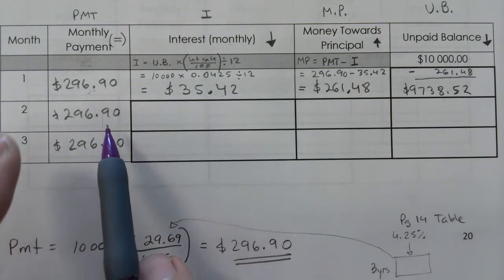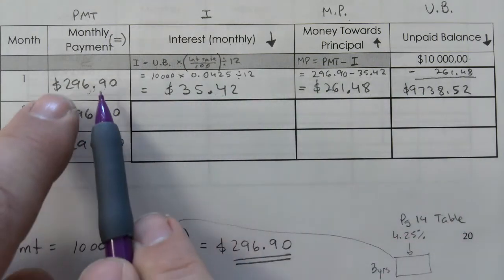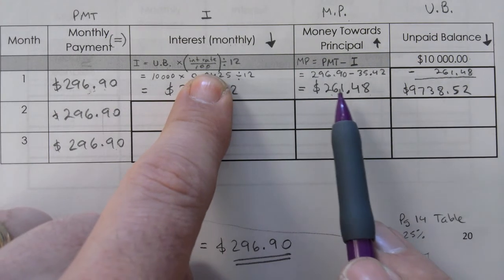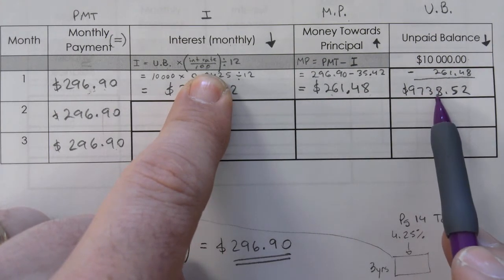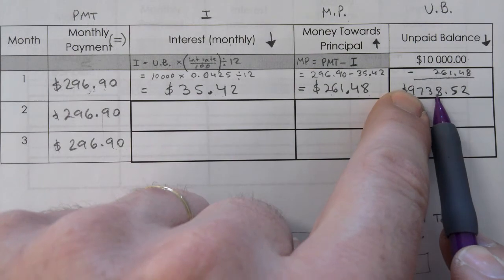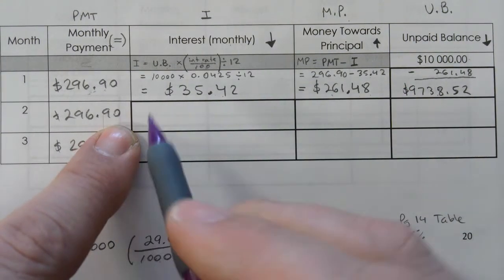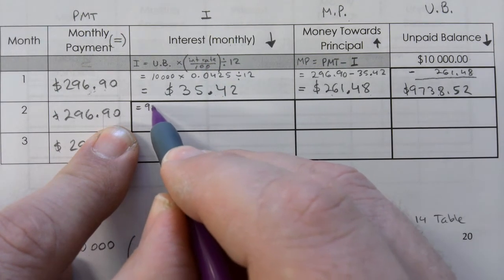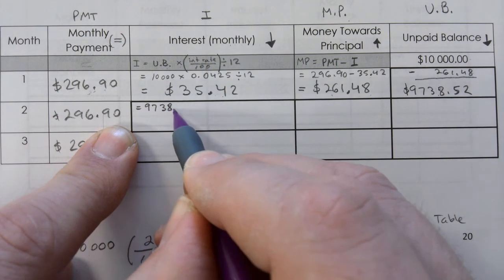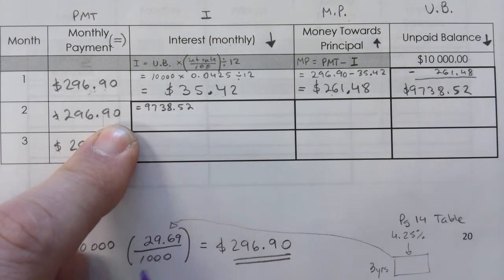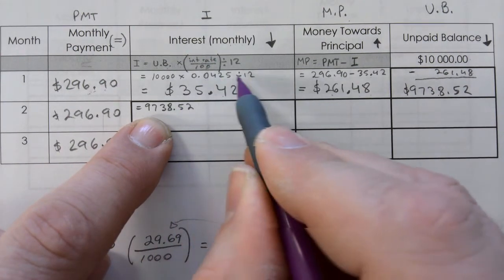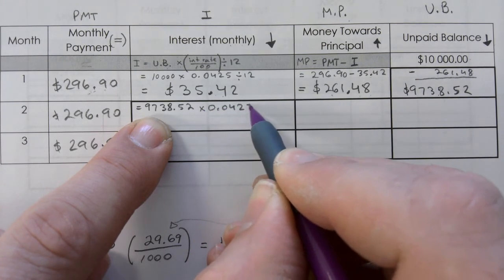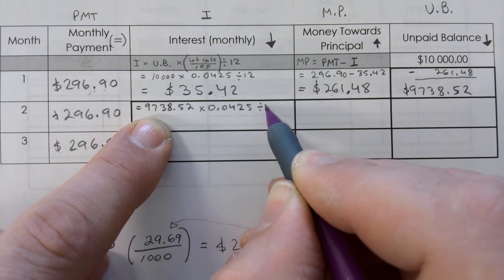So this is the first month. The payment breaks down into this. This is now gone. This goes towards bringing down your balance. Now you owe this. So the second month, I'm using this formula up here. The unpaid balance is now 9738.52. The rest stays the same. The interest rate is still 0.0425, and you still divide it by 12.